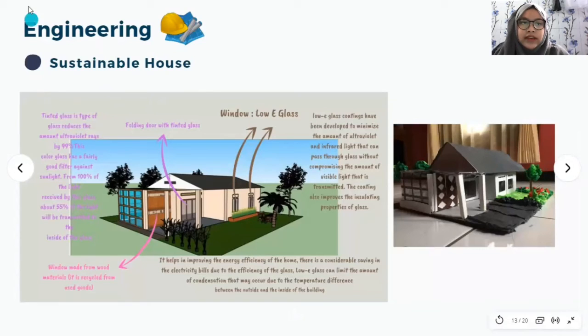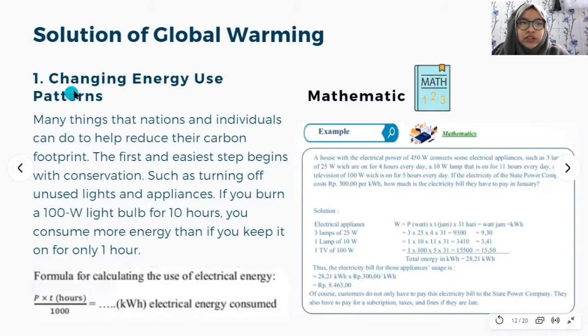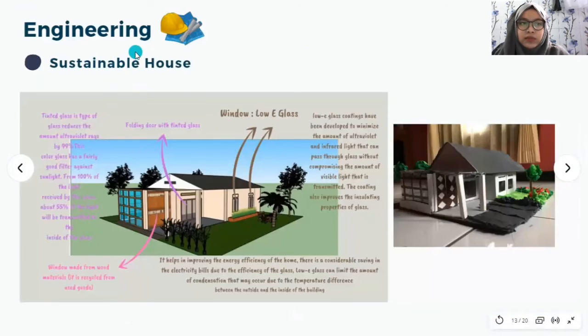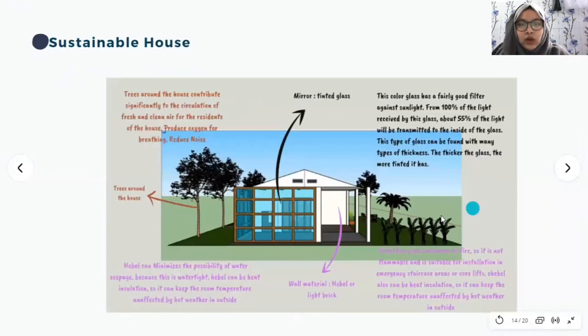So the engineering solution for changing energy use patterns is to build a sustainable house. So here is the project from group 1, the sustainable house. Why is it a sustainable house? Because we use pebble or clay as building material. Pebble can be heat insulation, so it can keep the room temperature unaffected by hot weather outside.